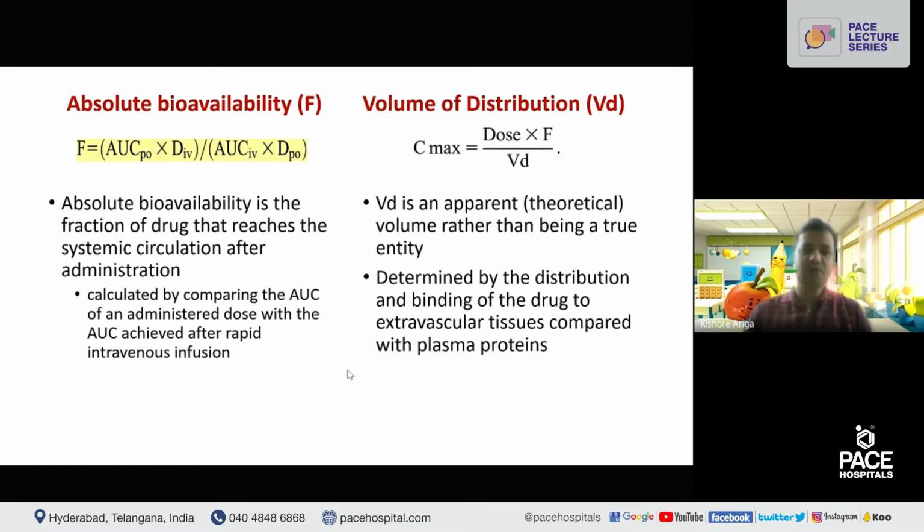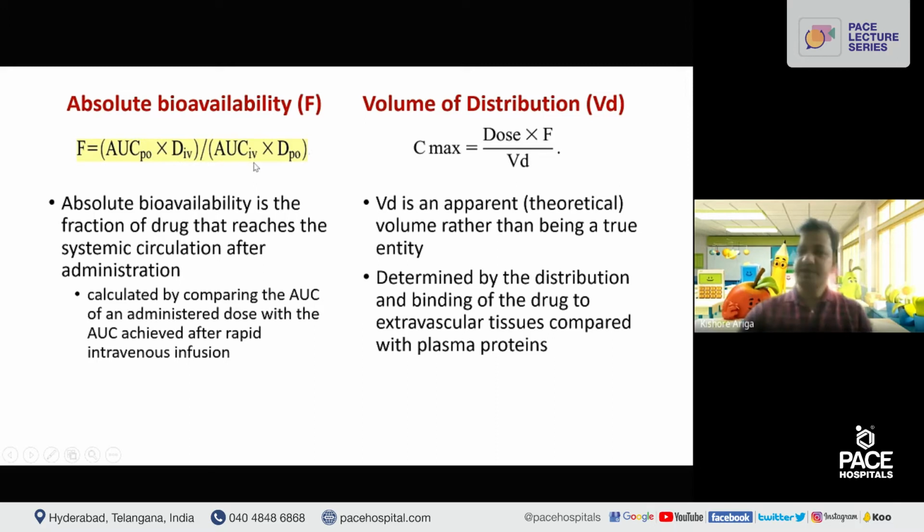So if we want to know the bioavailability of a specific drug, we need to compare its AUC with the AUC of the intravenous administration. So absolute bioavailability of a drug is derived by this formula, by dividing the AUC after giving the oral drug and comparing it with the AUC after giving intravenous.